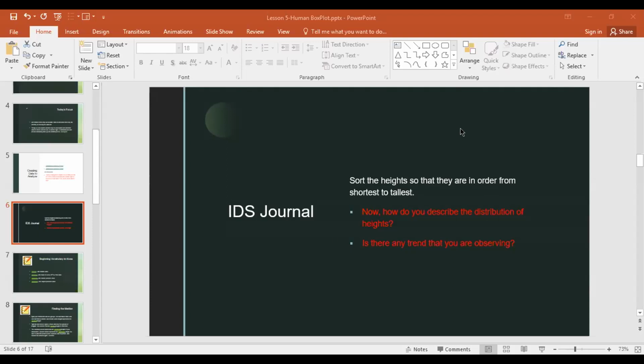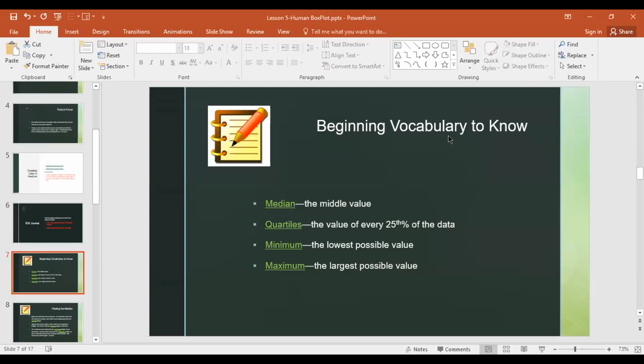Okay, so let's take a look. We're going to start the notes portion here. We have some beginning vocabulary to work with, some vocab that we want to understand. So four things that we want to understand, and three of them we've kind of heard of before.